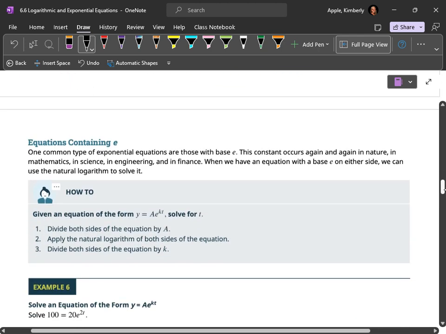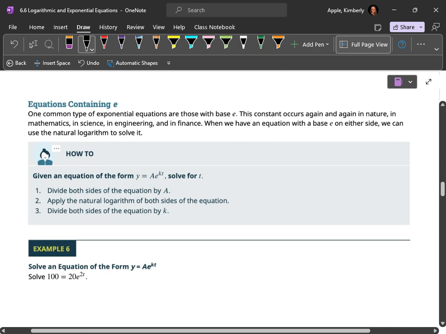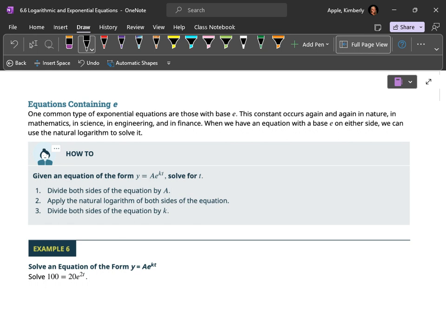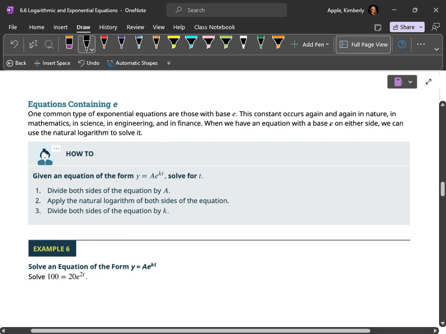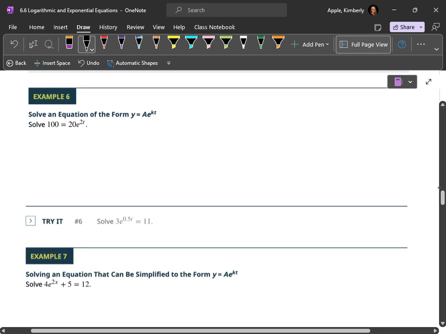All right, so now equations containing e. Remember, e is Euler's number, which is a constant like pi. And we've seen it again and again and again. So especially when we're working with base e, we really want to use the natural logarithm because that's going to have a base e, and it's going to make things really, really easy. So the first thing you want to do when you're given an equation that looks like this one is isolate the exponential, right? So the e to the 2t. So we're going to divide both sides by 20 and we'll obtain 5 equals e to the 2t power.